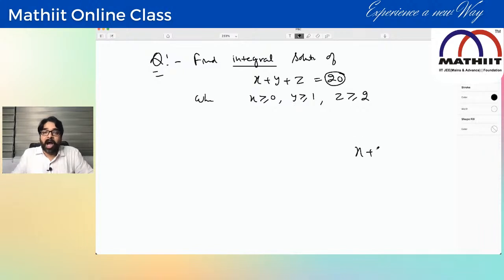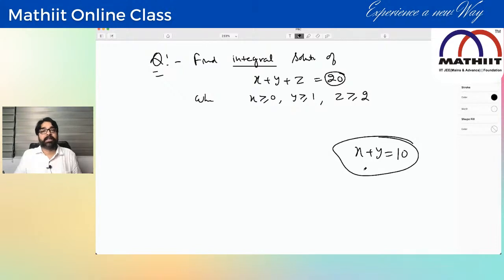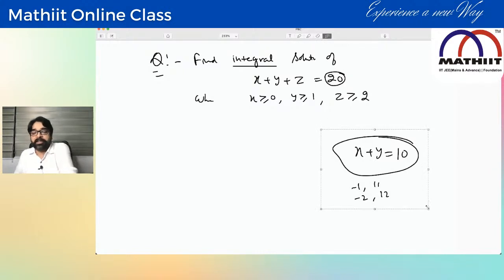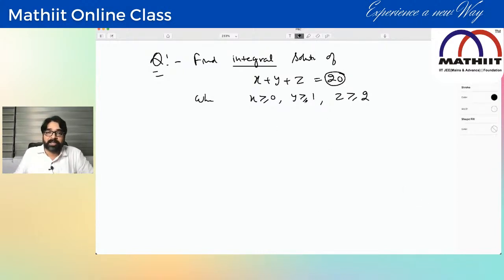Suppose somebody says, how many integral solutions of this equation? I will say infinite, because an integer can be negative also. So this can happen: minus 1, 11 also; minus 2, 12 also. So an infinite number of solutions can happen. If this condition is not mentioned, then it will be infinite solutions.